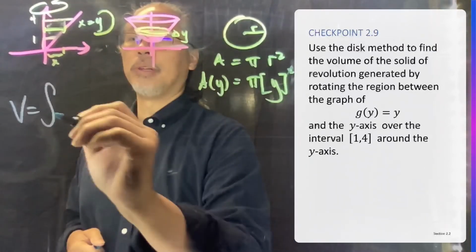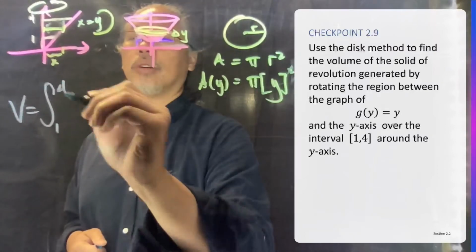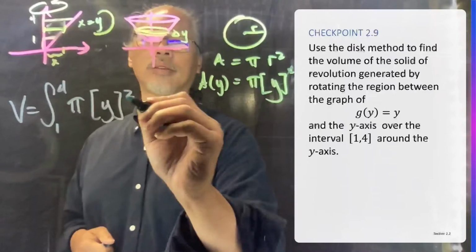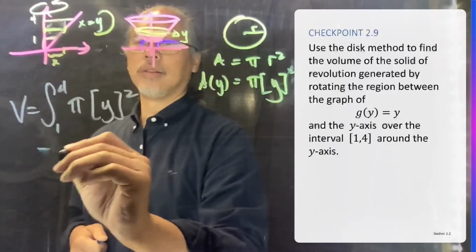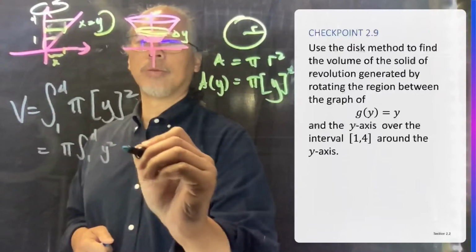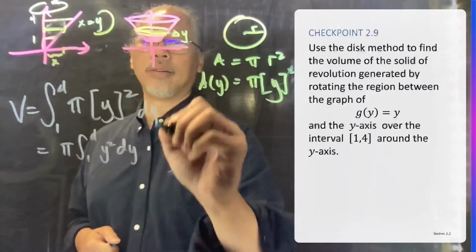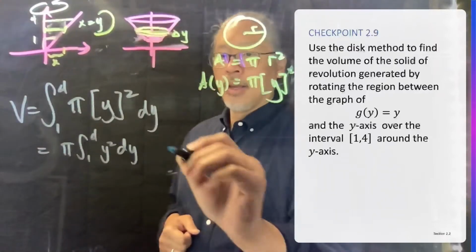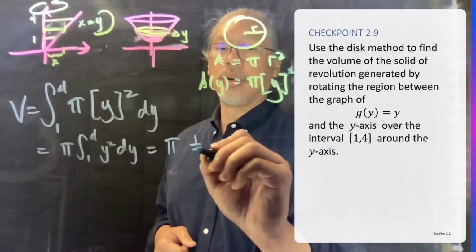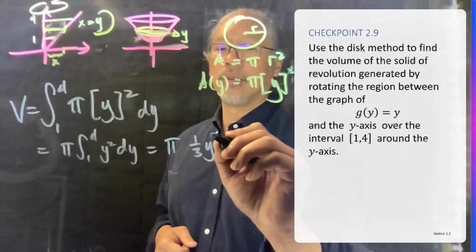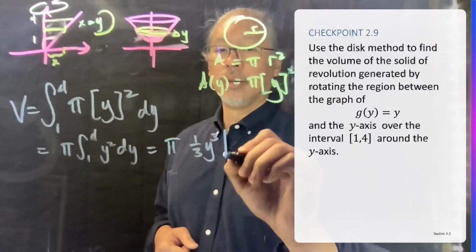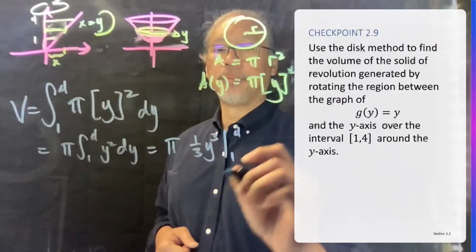Our volume is going to be the integral from 1 to 4 of pi times y squared. So this is pi times the integral from 1 to 4 of y squared dy. Don't forget the dy. The antiderivative is going to be 1/3 y to the 3rd power; we add 1 to the exponent and divide by that same number. We're going to integrate from 1 to 4.